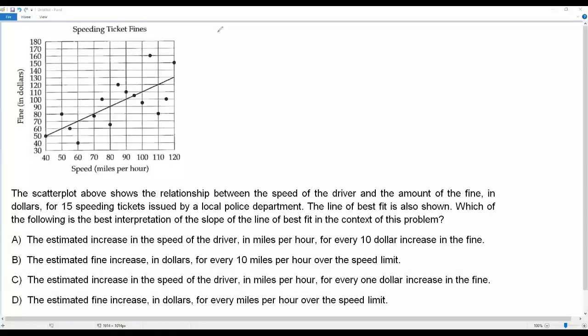Here I have an SAT math question. Okay, let's go with the information. There is a scatter plot given over here. Now let's go with the information here. The scatter plot above shows the relationship between the speed of the driver and the amount of the fine in dollars for 15 speeding tickets issued by a local police department.